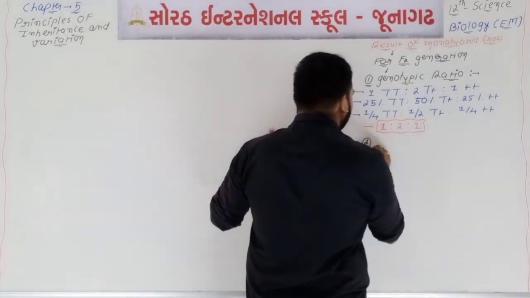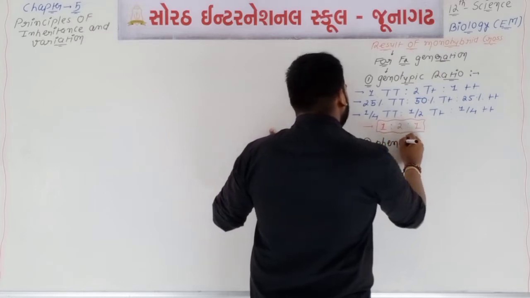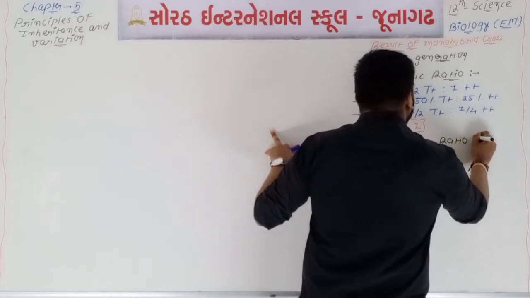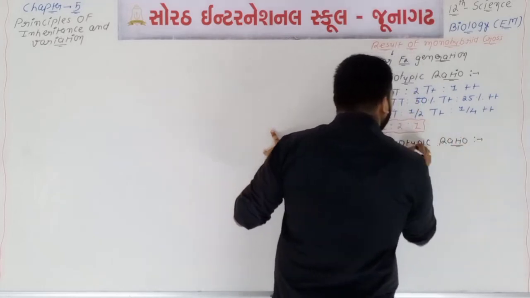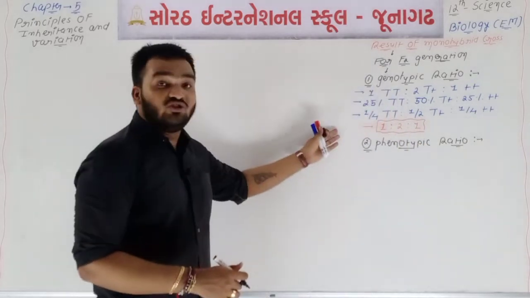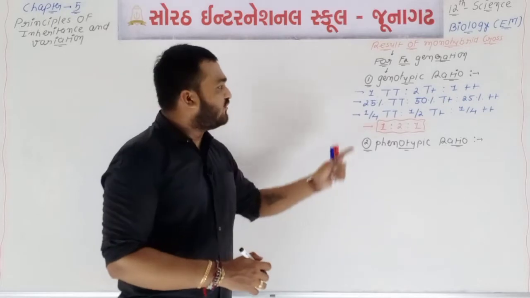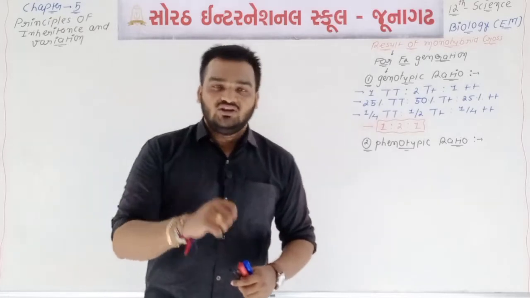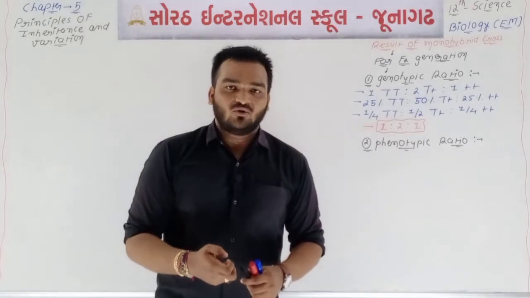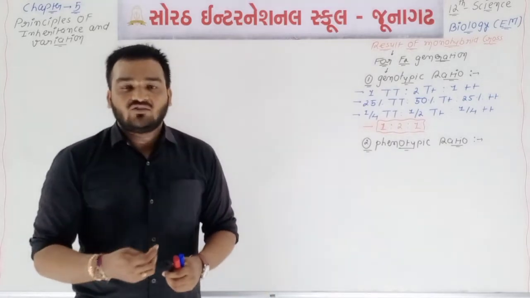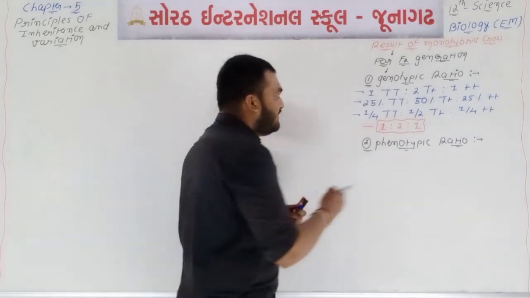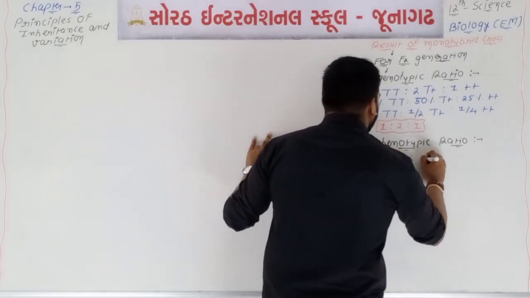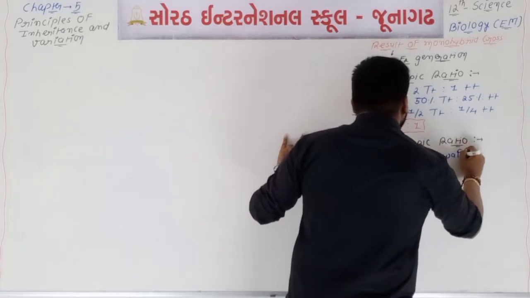Now the second type is known as the phenotypic ratio. You know that from the genotype, the phenotype will be decided, because genotype means the gene. The gene will express, and after the expression of the gene, the character will be there. So the phenotypic ratio is 3 tall plants to 1 dwarf plant.